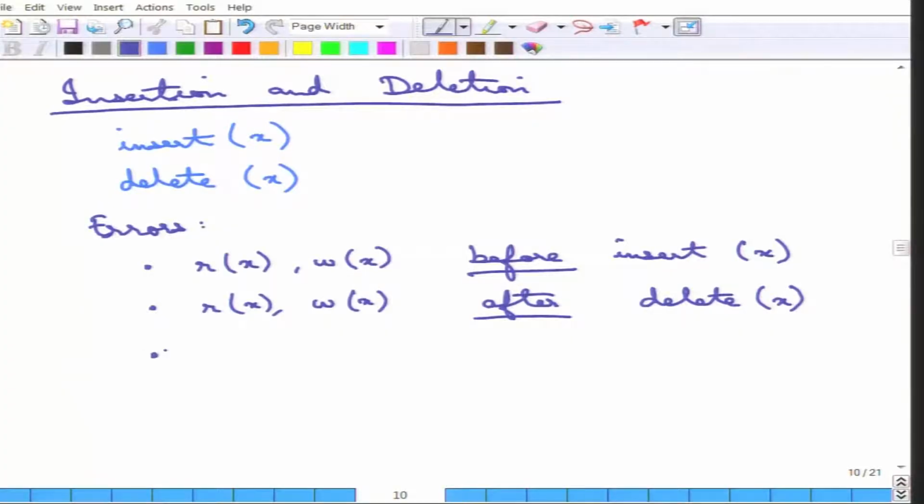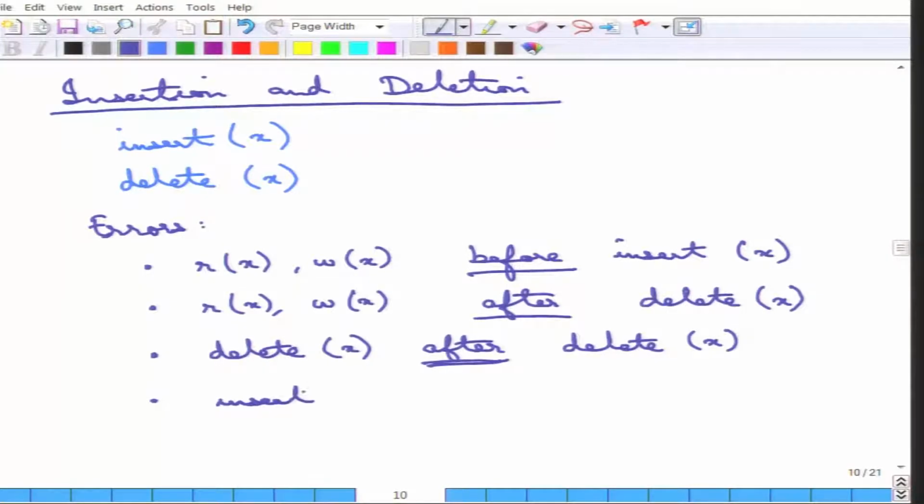Then there are other kinds of errors which happen because these are not idempotent operations. Once a data item is deleted, it cannot be deleted again. So the deletion operation is not idempotent. The same holds for insertion. Once a data item is inserted, another transaction cannot issue another insertion operation because it is already in place, already in the record or database, etc.